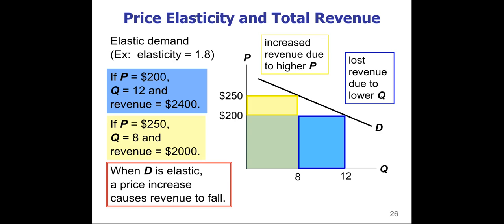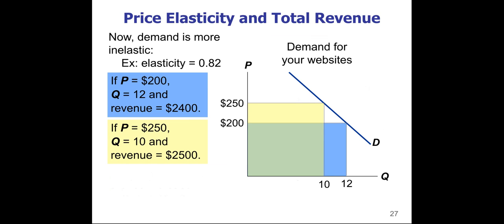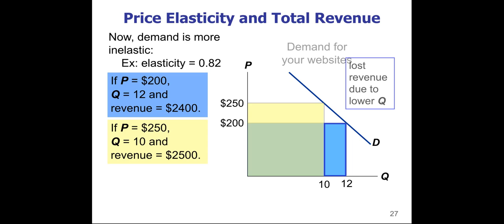So let's take the exact same example, but this time I'm going to give you a demand line which is more inelastic than the one we just did. In this case, the marketplace's elasticity is 0.82, which means that it is less than 1 and therefore inelastic. So at the original price of $200, we had 12 customers, again making $2,400 in revenue.